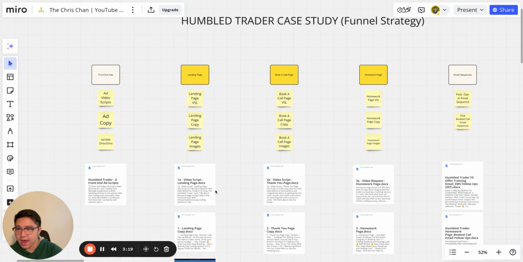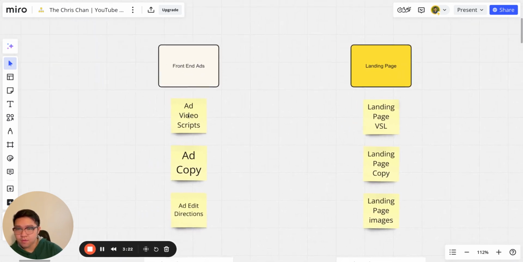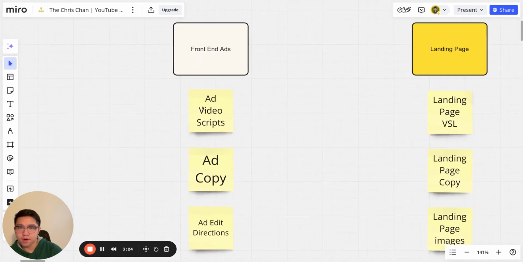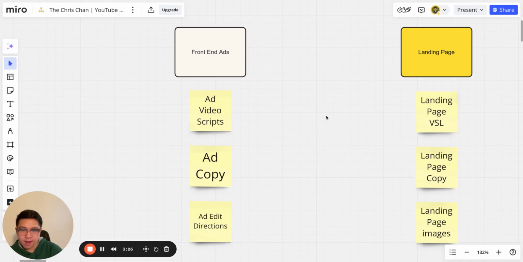So the first thing that we have are the front end ads. And what we took care of for her were the ad video scripts, the ad copy, and some ad edit directions. So what this means is that we took a concept and we created the ad hooks, created the angles. She went ahead and filmed them, and then we put the ad copy on them. We did the edit directions.